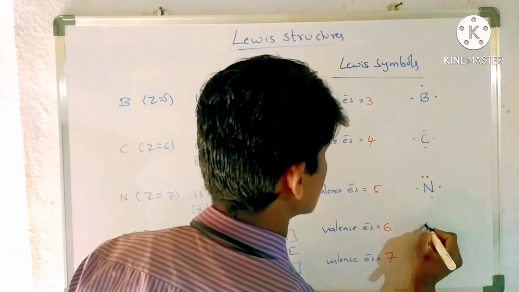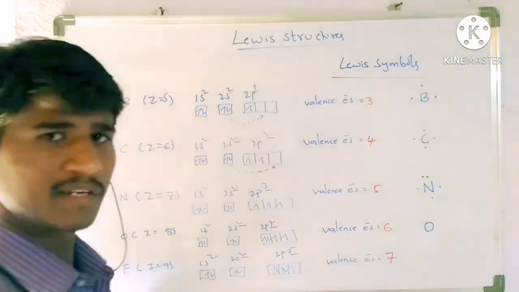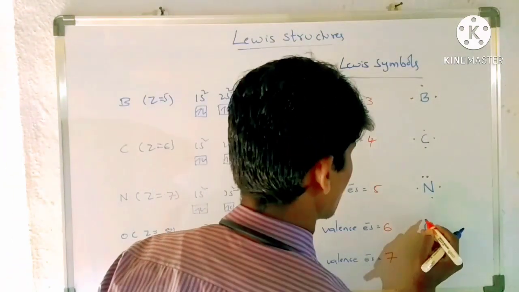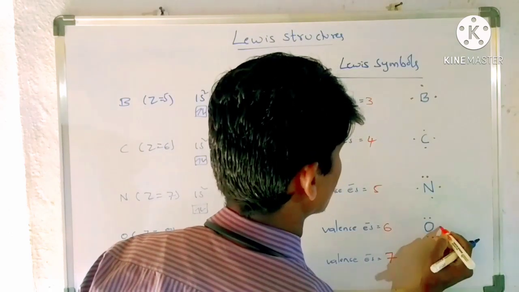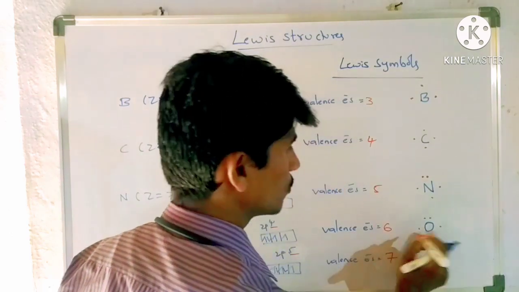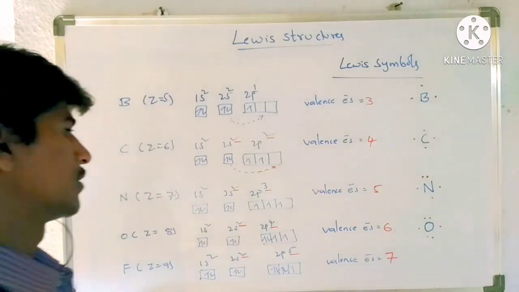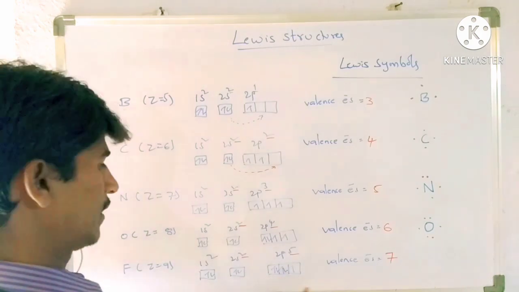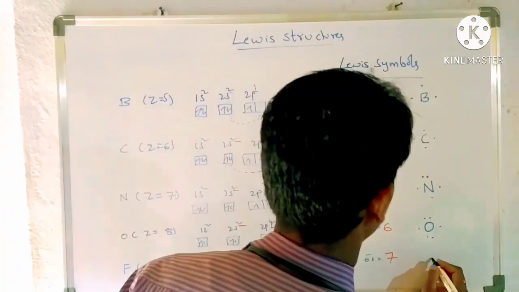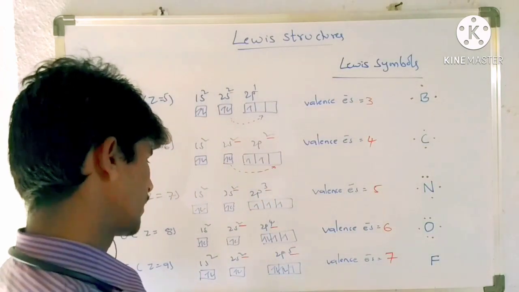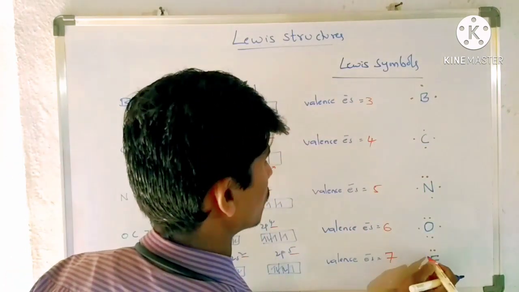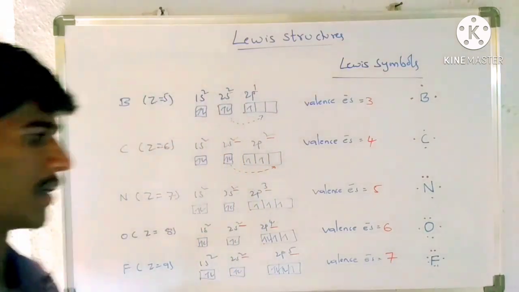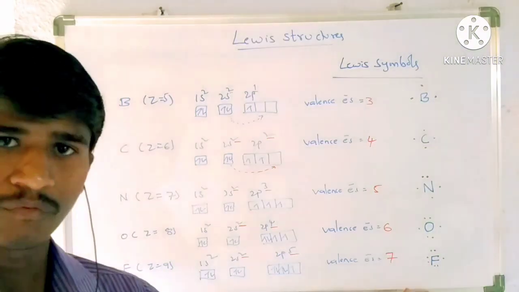Next, coming to oxygen. Here also there is no need to excite the electrons. Even with excitation, it is 2 paired, 2 unpaired electrons. In the case of fluorine, 3 are paired, 1 is unpaired. So the fluorine symbol F: 1, 2, 3, 4, 5, 6 means 3 pairs, 1 unpaired. This is the Lewis dot symbol for fluorine.